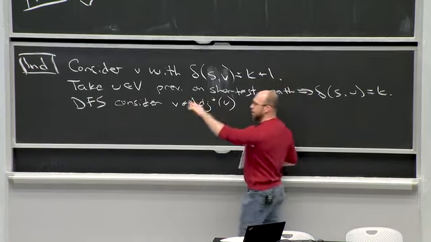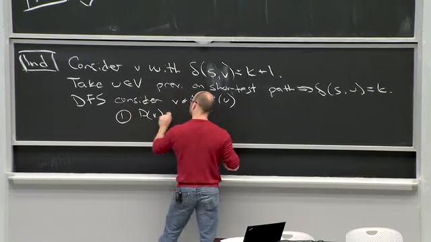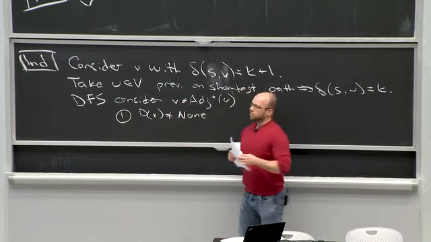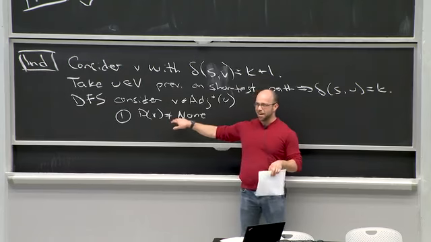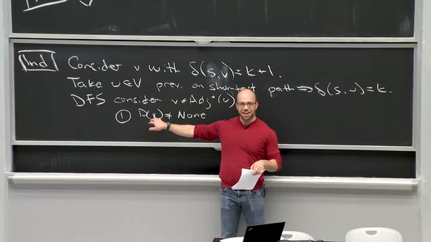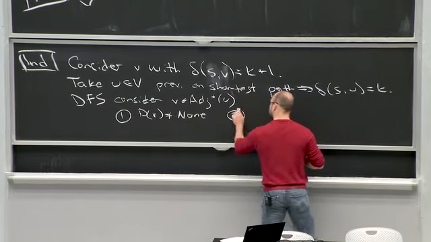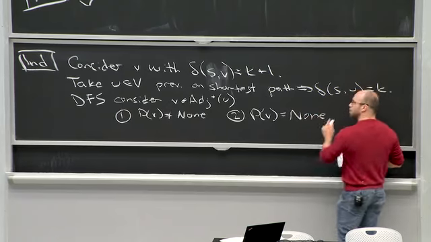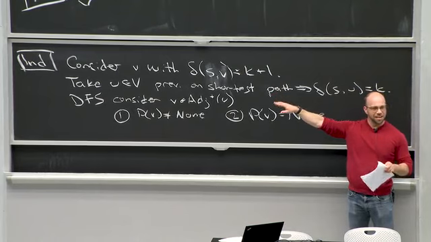So either, when this happens, P of V does not equal none. Well, what does that mean? It means that we already found a suitable parent for V, and we're in good shape. Otherwise, P of V does equal none. Well, in this case, the very next line of code correctly sets the parent, and we're all set.